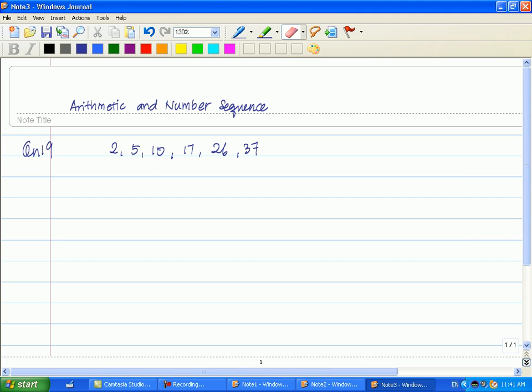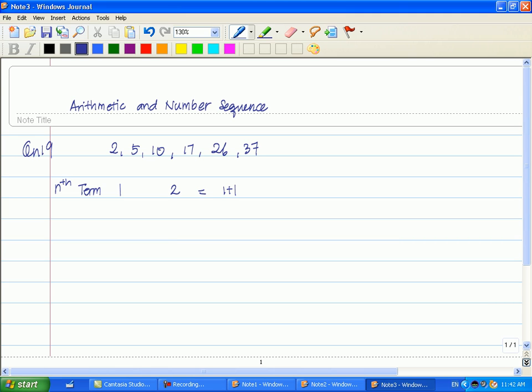Now let us try to look at another way of finding this. It's easy for me to write down the next term, but to find a formula for the nth term of the sequence, I need to look at the nth term. That means when n equals 1, my number is 2. How do I get 2 from 1? Probably I can make a guess, 1 plus 1, maybe.